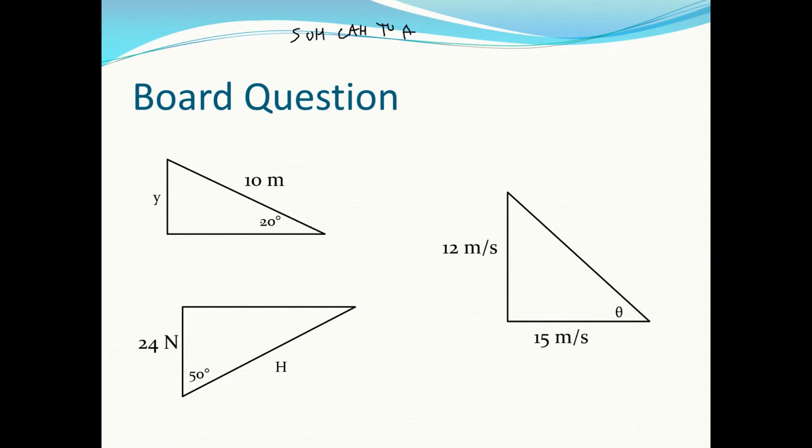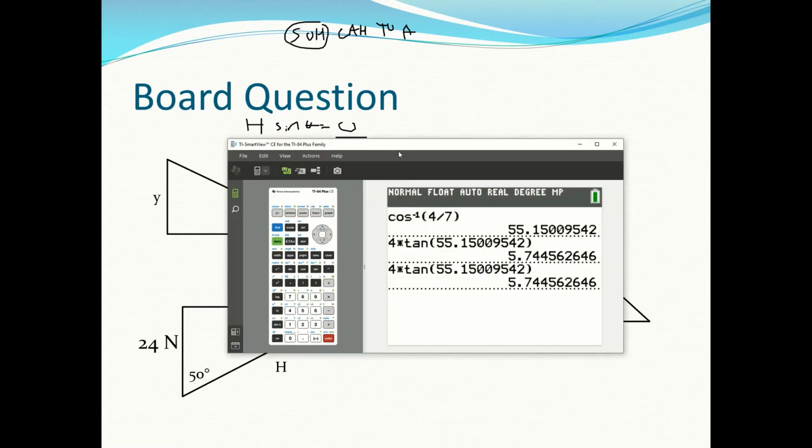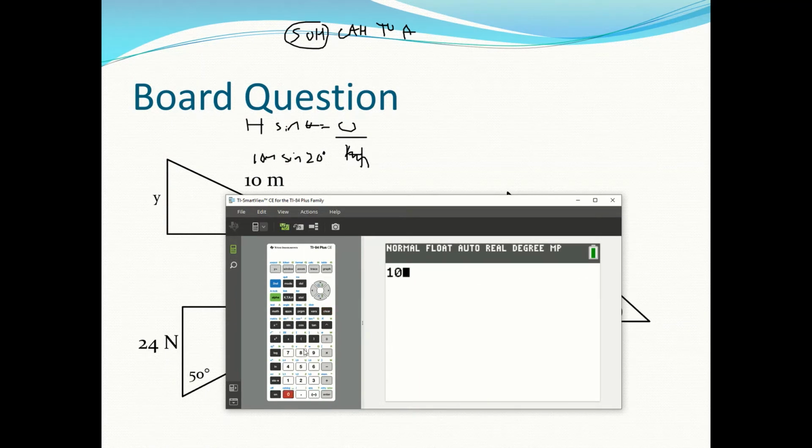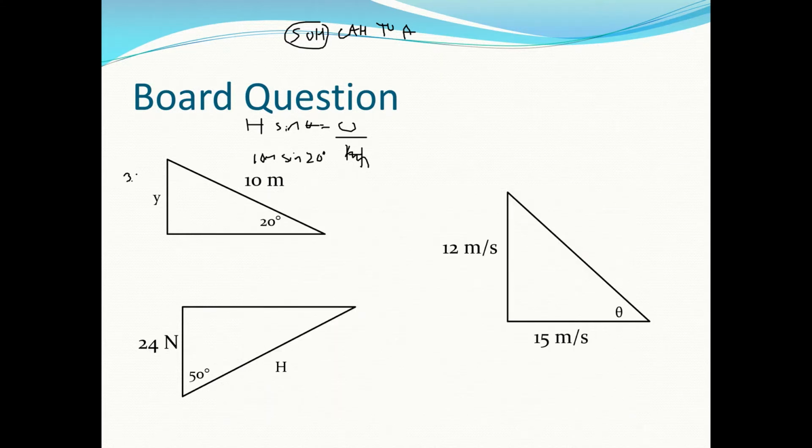SOH CAH TOA. So for this one, we have opposite and hypotenuse. So opposite and hypotenuse is going to be sine. So we write out our formula. Sine theta equals opposite over hypotenuse, like that. And we want to find opposite, so we move hypotenuse up top. So my hypotenuse is 10 meters, and then sine of 20 degrees. So I pop that into my calculator. 10 times sine 20, and I get 3.4. We have 2 sig digs, 3.4 meters.